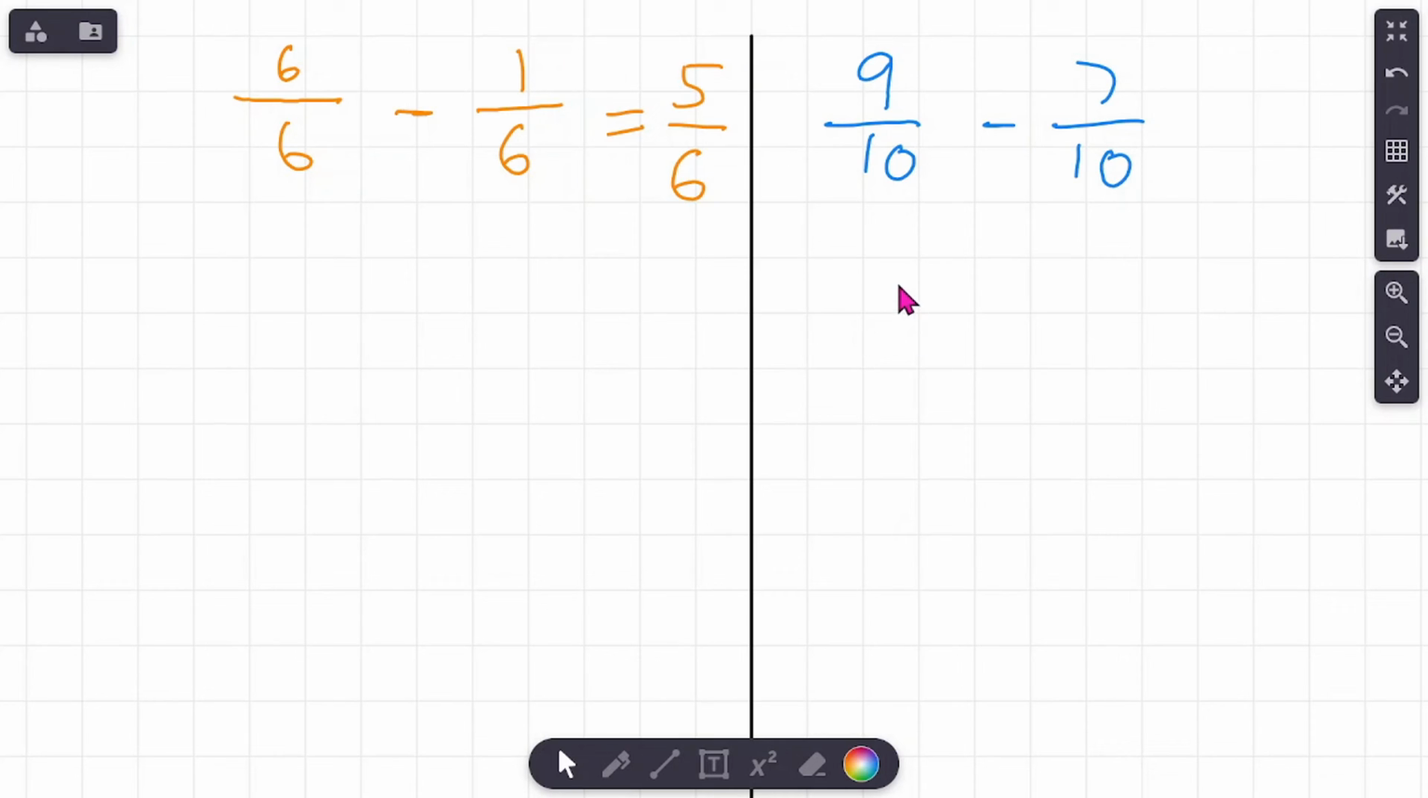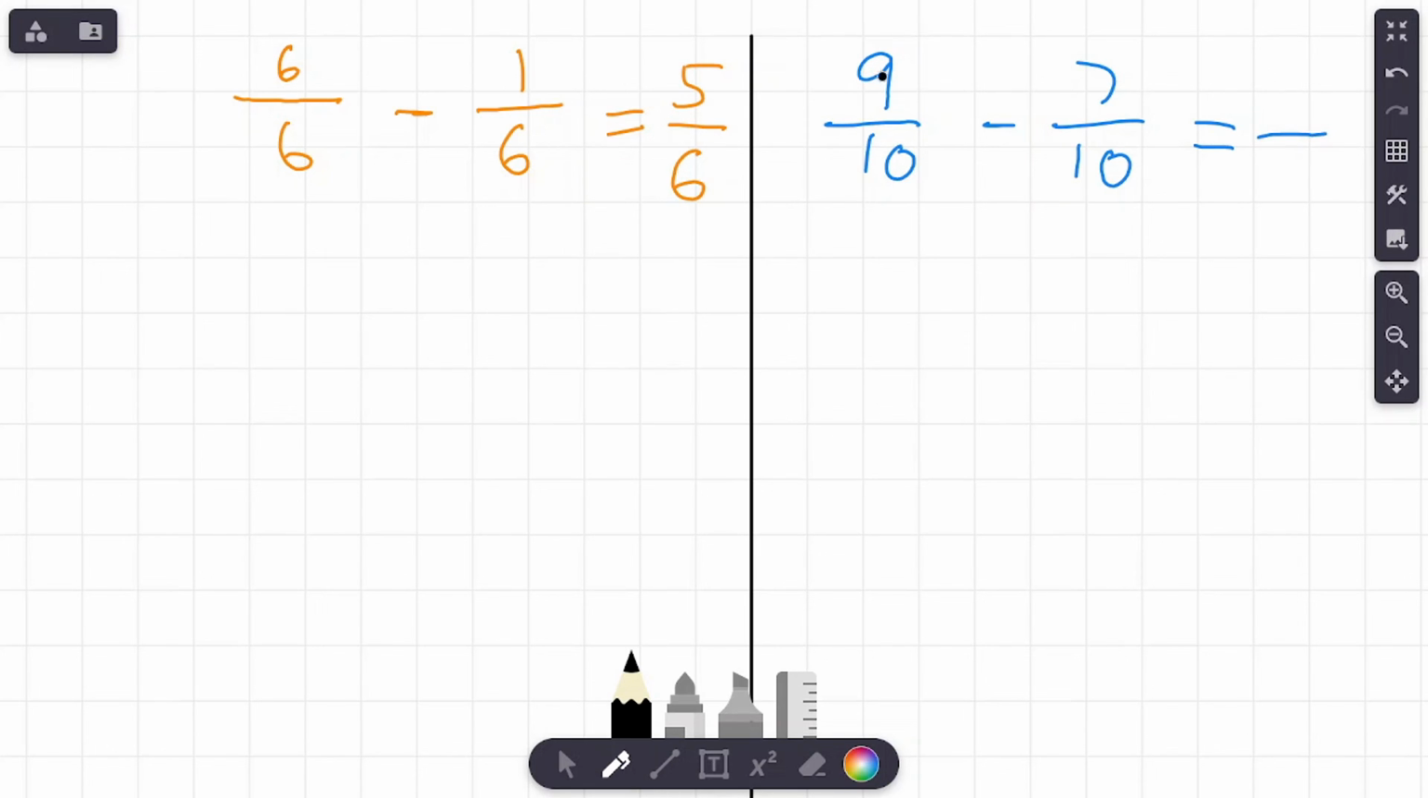So we've got 9/10 minus 7/10 on the right side of the screen, our blue fractions. Let me change my color. There we go. The first thing you should be noticing is those denominators. They are the same. With that being said, let's keep rolling. Picture this in your head. 9/10 minus 7/10. Picture it in your head. Hopefully I got to you there.